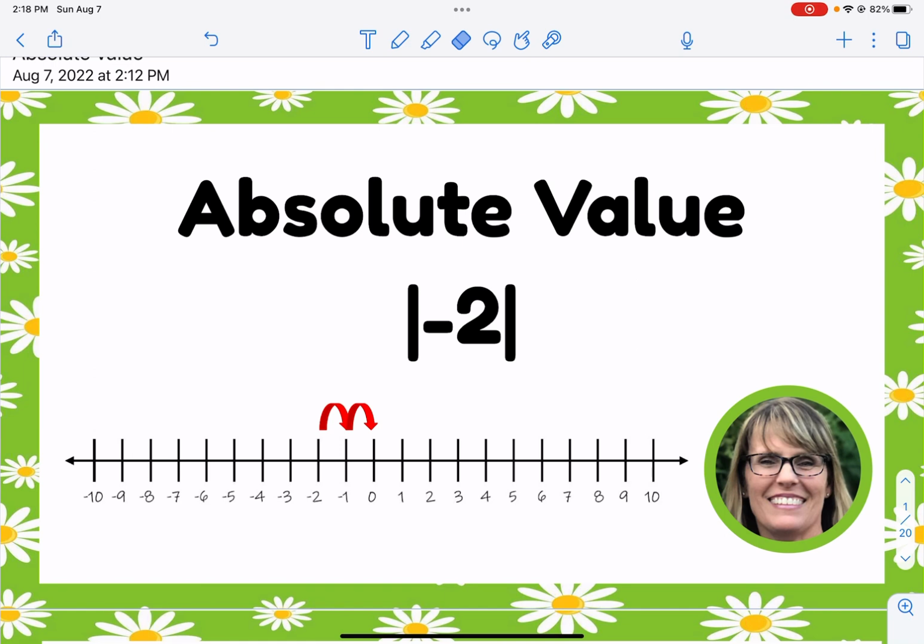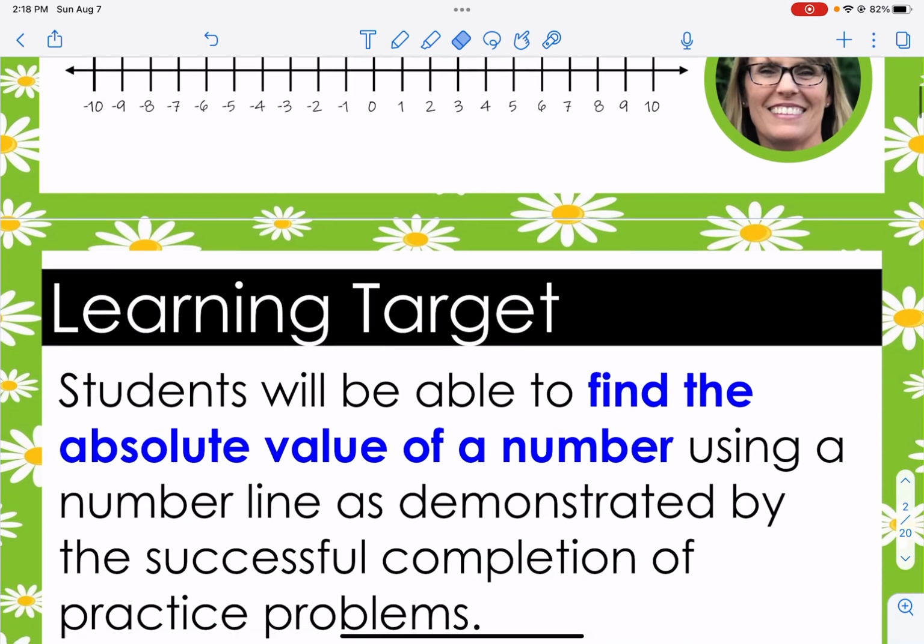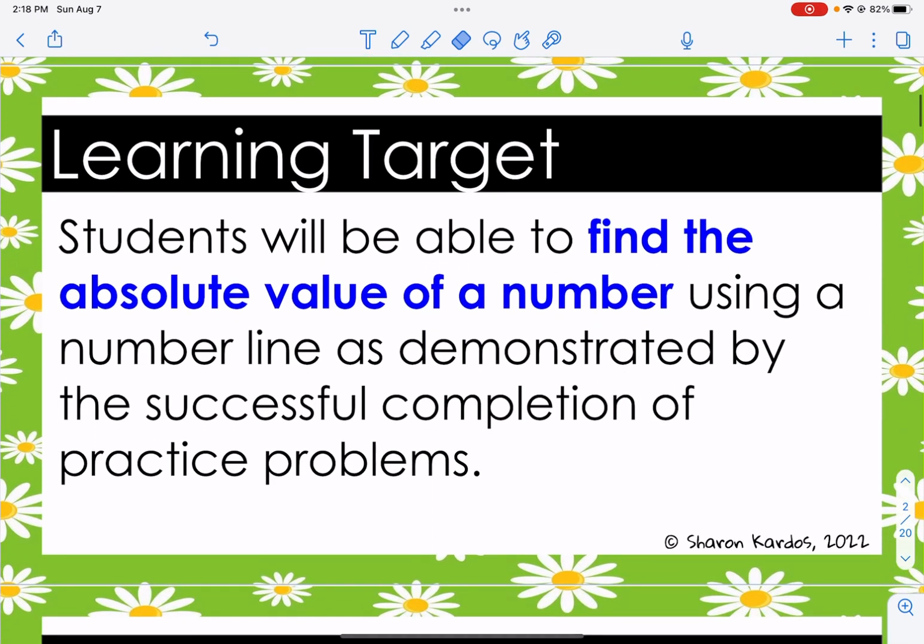It's kind of a funny sounding word, so take a minute, say that word to yourself, make sure you can pronounce it clearly. The vocabulary term is absolute value. So our learning target for today is that we're going to be able to find the absolute value of a number using a number line. So we're going to work on using a number line today as demonstrated by the successful completion of some practice problems.